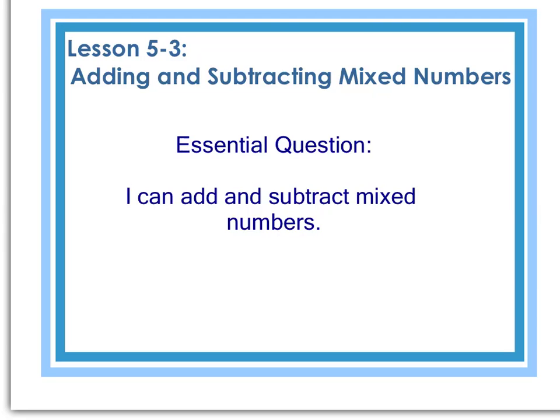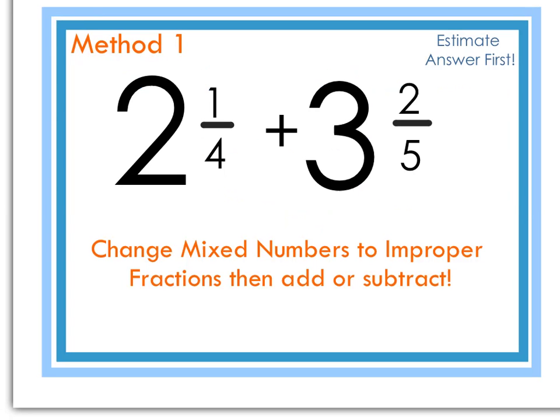Lesson 5.3, the essential question: I can add and subtract mixed numbers. Alright, so a mixed number, remember, is a whole number and a fraction put together. You have two different options for adding and subtracting these. One is that I can always change these into improper fractions, then find common denominators and add and subtract.